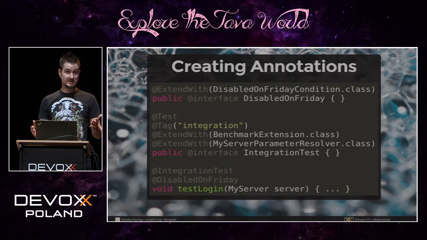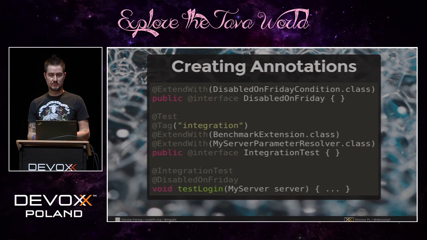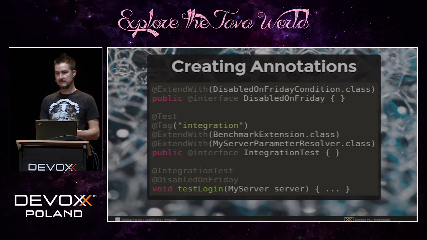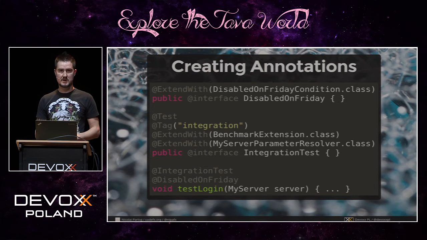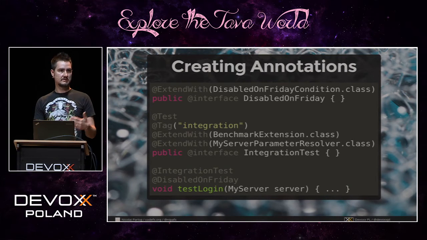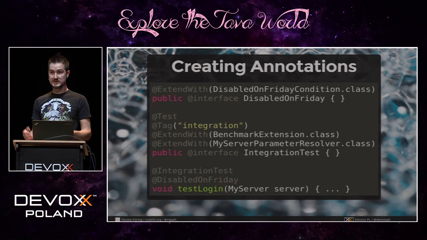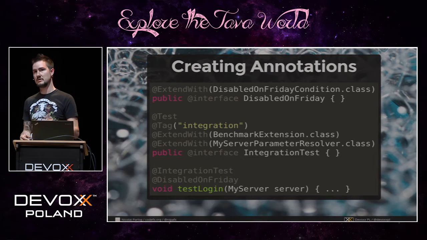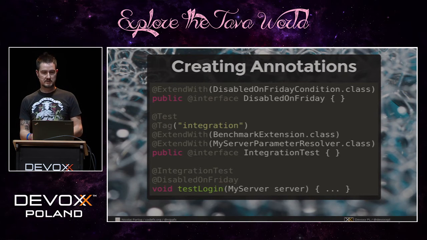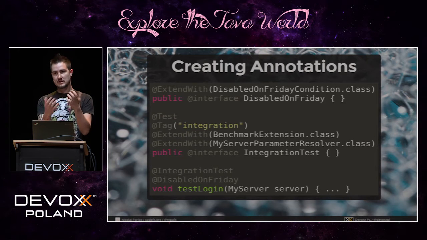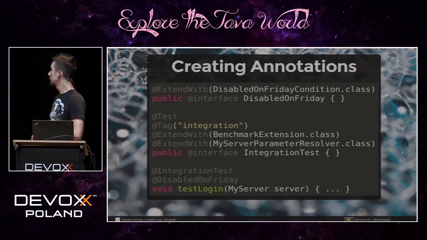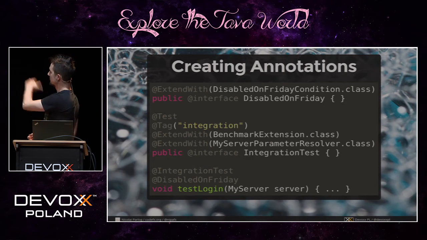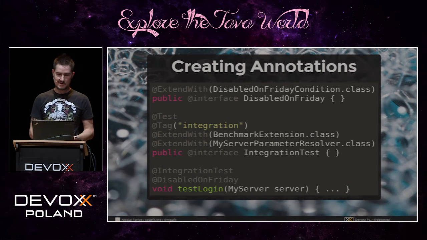And then maybe we have integration tests that we want to run differently. Now we can tag them, something we're not looking at today, so you can filter tests by tagging. And because the integration tests always take a long time, we're interested in how long that time exactly is. So we're putting on our benchmark extension, and we're integrating with the thing we're testing, which is our my server. So we want to put on our my server parameter resolver and bundle all of that up into one small annotation. So we don't have to repeat this bunch of stuff everywhere. And so then if you want to test the login on my server, we just do both. We just say, okay, this is an integration test and don't bother me on Friday.